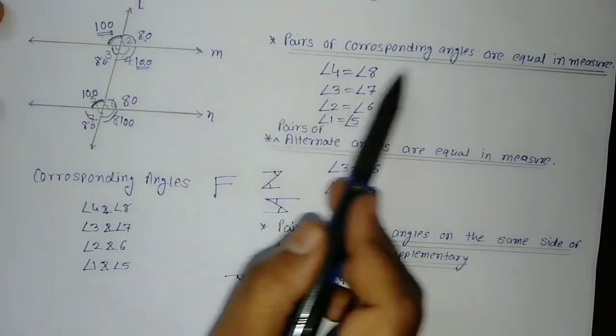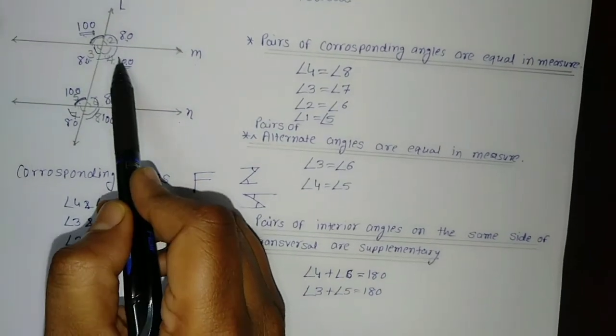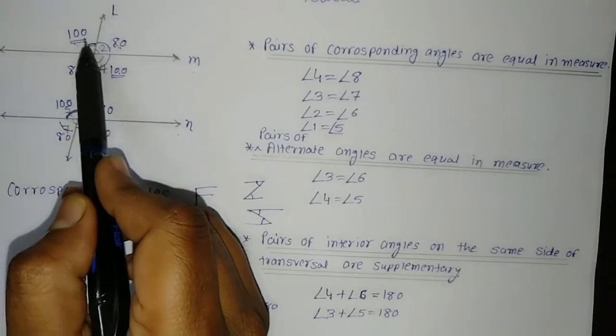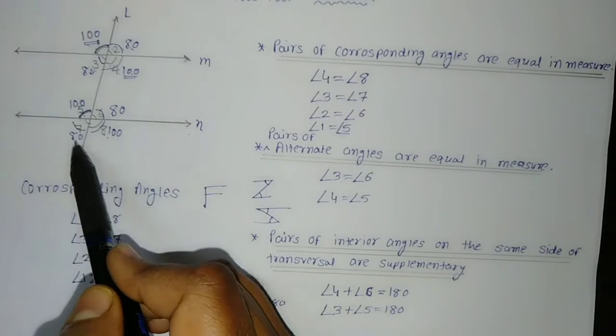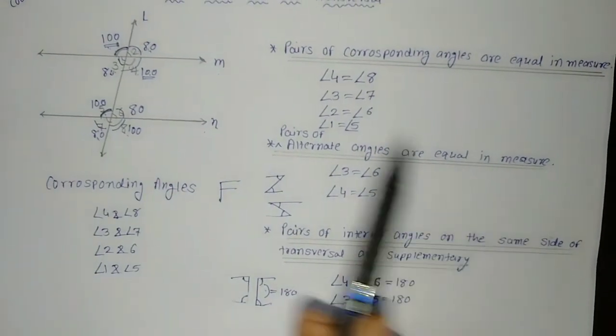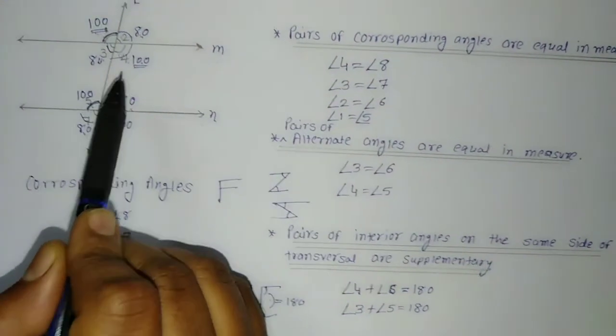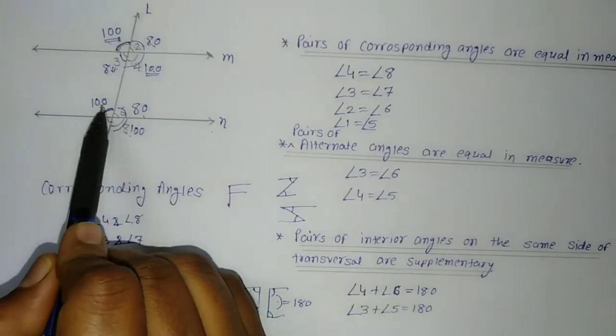As we said, pairs of corresponding angles are equal. 80, 80. You can see 100, 100. Here 100, 100, 80, 80. Another thing that we have seen: pairs of alternate angles are equal in measure. Alternate angles make a Z: 80, 80. Here another angle, 100, 100.